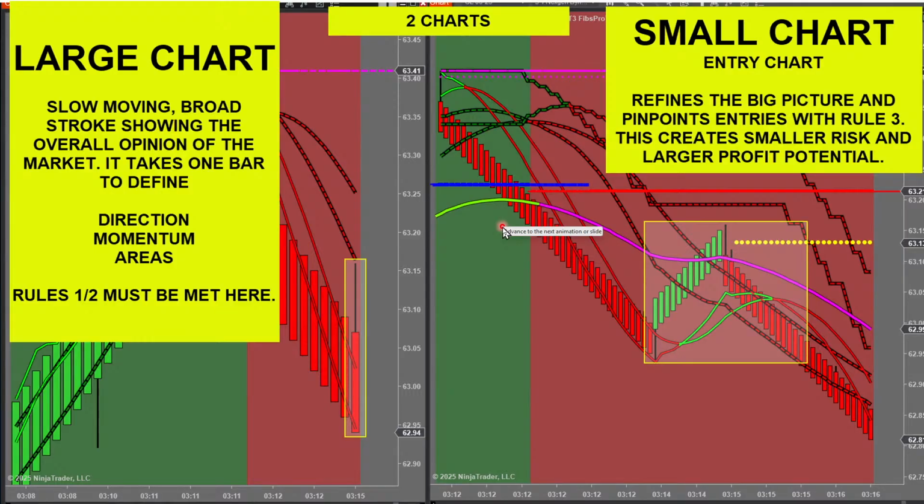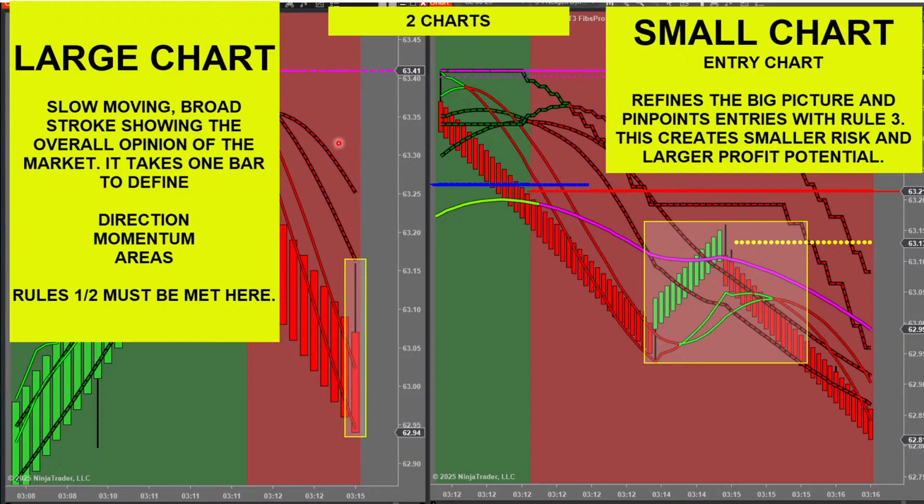It only takes 2 charts. There is a large chart. This is a big slow chart, guys. This is your 13.2. It takes 1 bar on this chart to really give you and show you the overall opinion of the market. Direction is defined on the large chart, so you know which way you're looking for your rules to be met.